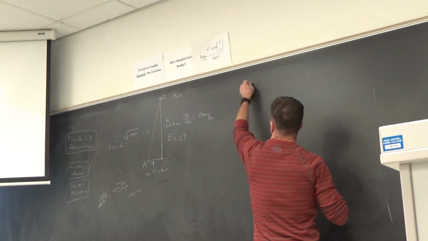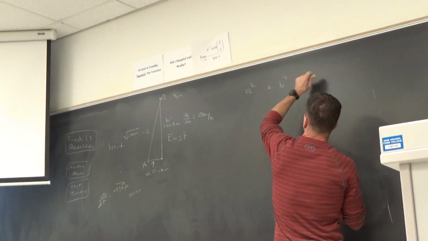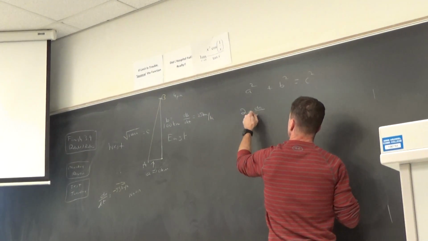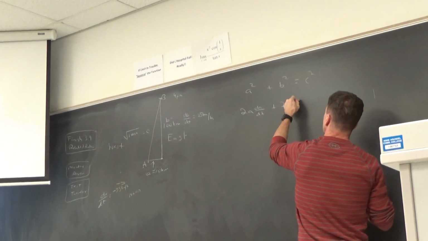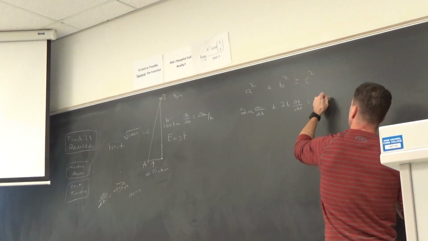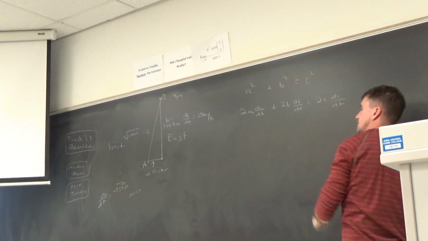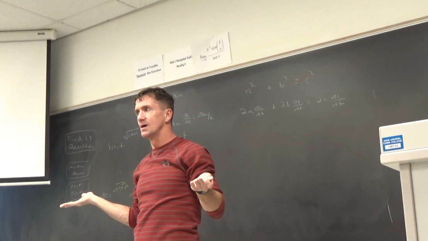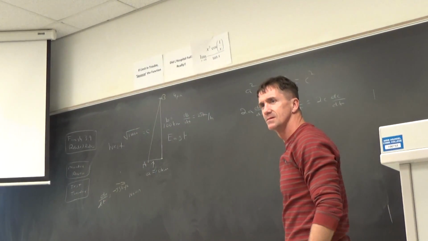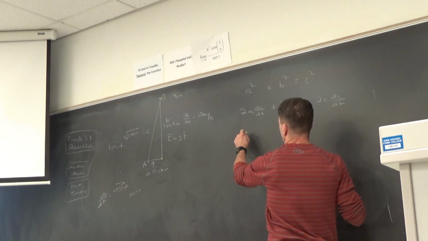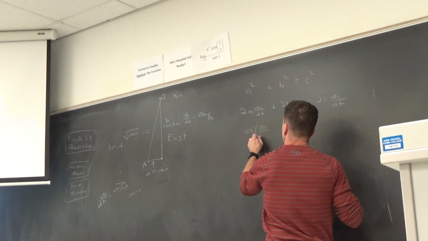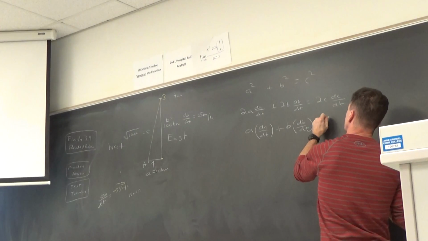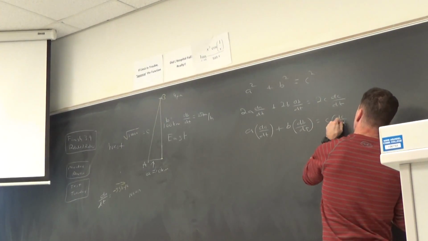All right, I'm going to start out with Pythagorean theorem. a squared plus b squared equals c squared. Differentiate both sides with respect to t, right? 2a da/dt plus 2b db/dt equals 2c dc/dt. We differentiate everything with respect to time. Cool? Now, want to take those 2's out? What I mean is divide by 2 on both sides. Okay, got a times da/dt plus b times db/dt equals c times dc/dt.